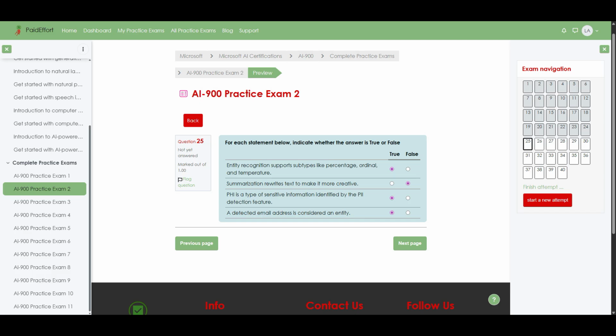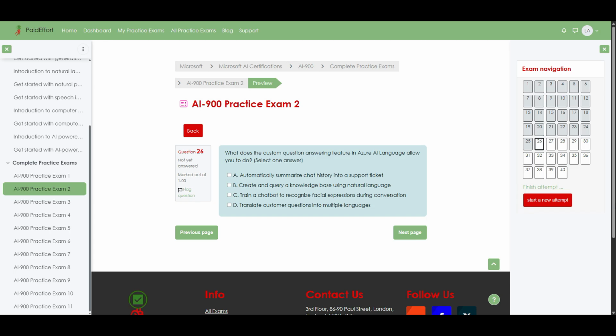Next, PHI, or personal health information, falls under the broader category of PII, personally identifiable information. AI models with PII detection capabilities are trained to spot things like health data, making this statement true. Lastly, a detected email address is indeed considered an entity in Azure AI language models. These tools treat identifiable items like emails, phone numbers, and names as entities to help with classification and protection. So overall, 3 of these statements are true and 1 is clearly false based on its intended function.